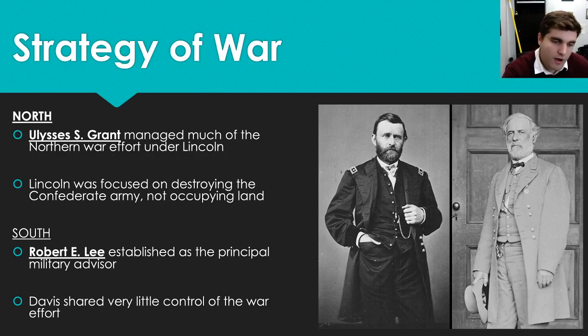If you're occupying land, you need a much larger force, because you have to take and hold land. But at the same time, if you're trying to eliminate an opposing military, you are basically having to hunt them down wherever they go, which can be very difficult, especially if you're fighting in southern land that you're not accustomed to. In the South, Robert E.